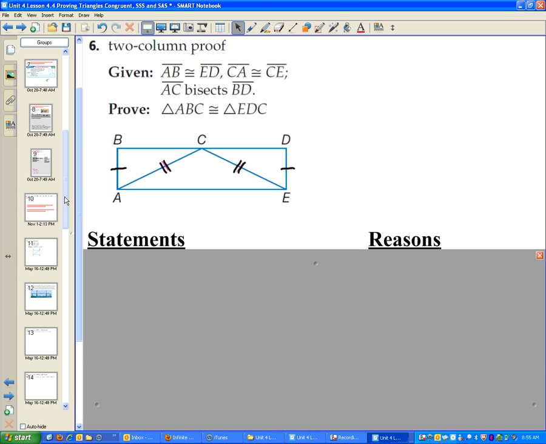Given. Put the given. Very good. Y'all picked it up from just one example. Put the given information first.